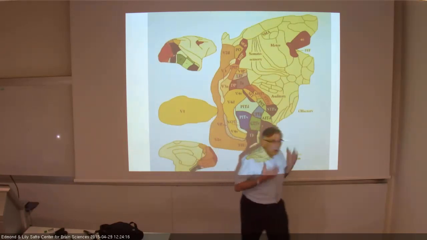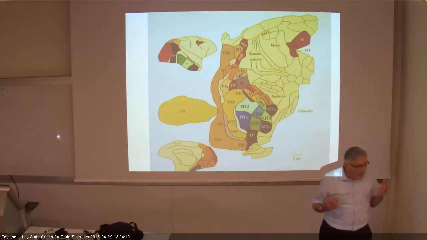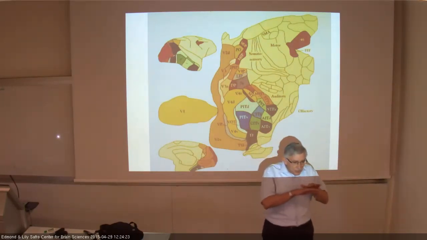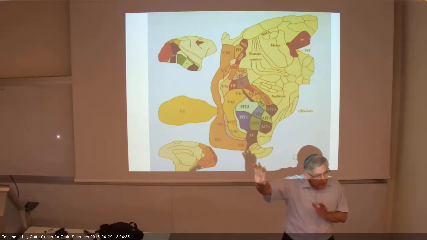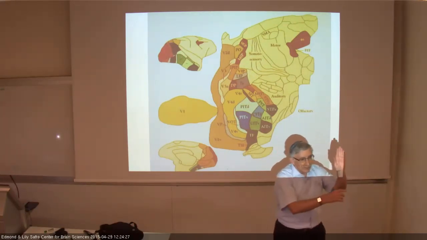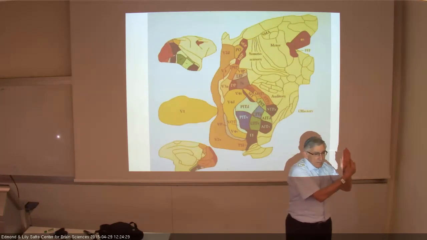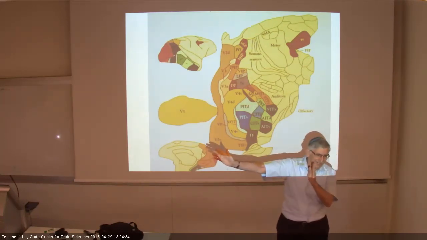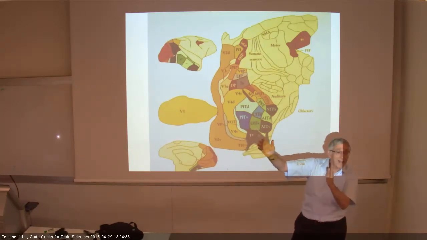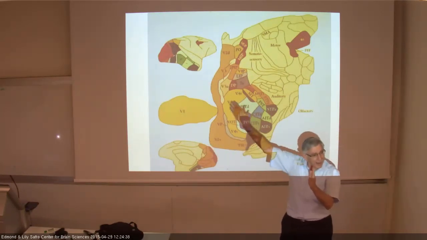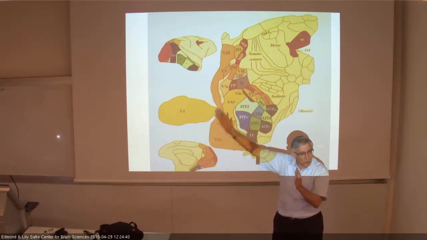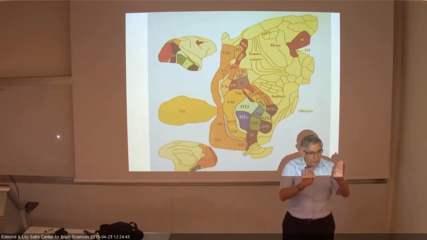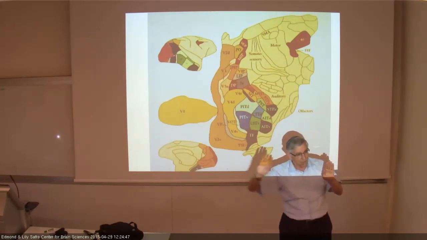Okay. Next, what about the map? Each area has a map of the world. So V1 goes from the midline to the far periphery, right? I don't remember which way, it doesn't matter. V2 will go from there back to the midpoint. And V3 will go from the midpoint back. So each one has a map of the world, and they're attached like this.